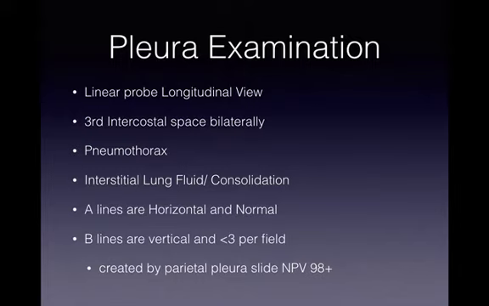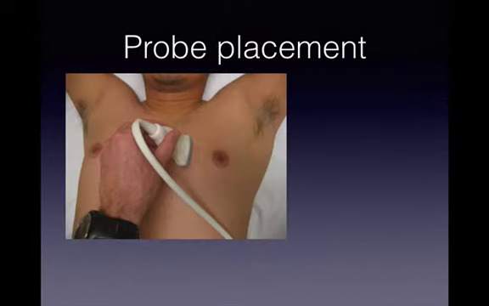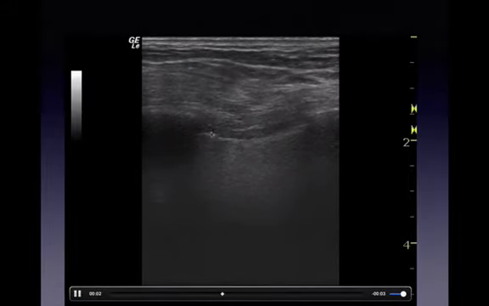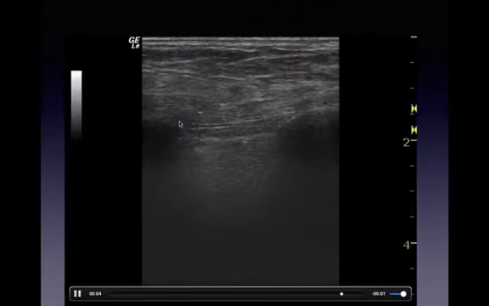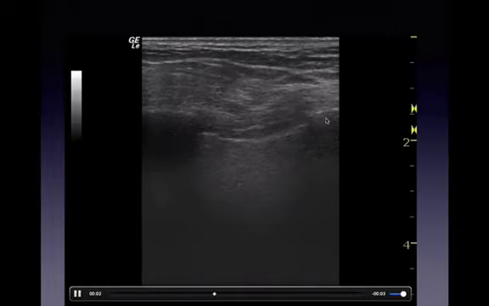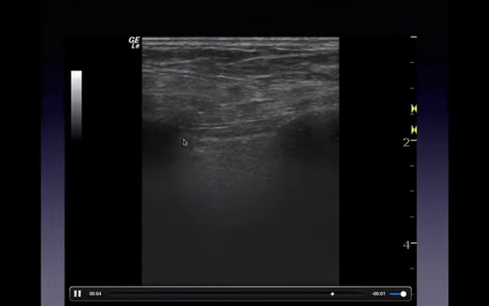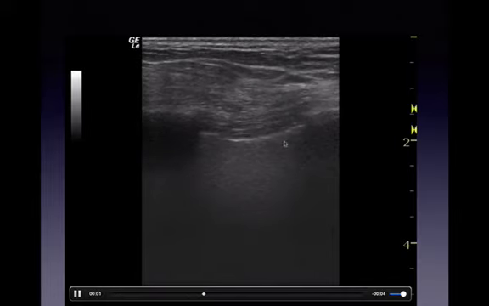A lines are horizontal and normal. B lines are vertical and usually less than 3 per field. The B lines are created by parietal pleural sliding, and they have a negative predictive value of 98% for pneumothorax. This is where we place our probe, and this is what we see. So here we'll see rib, rib, and this is also known as the bat sign. In here we see the parietal and visceral pleura sliding.